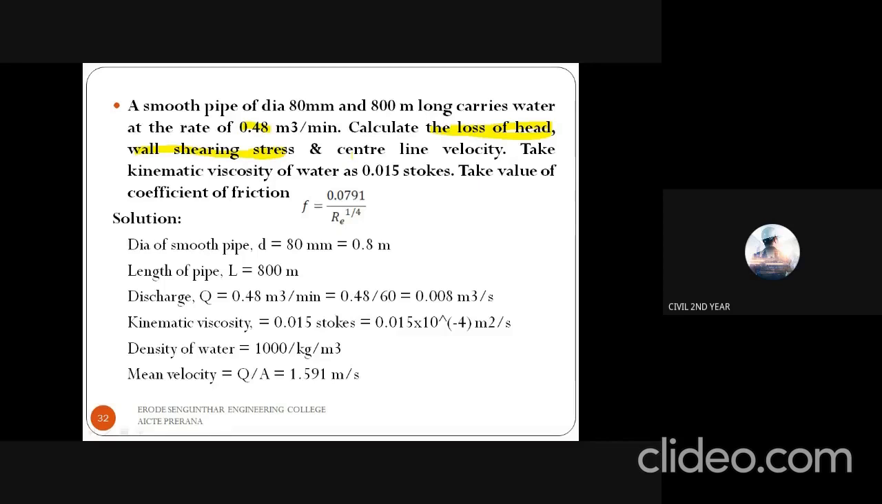So next data, kinematic viscosity is given. Kinematic viscosity is equal to 0.015 Stokes. Converting Stokes in terms of meter, so 0.015 into 10 to the power minus 4 meter square per second.